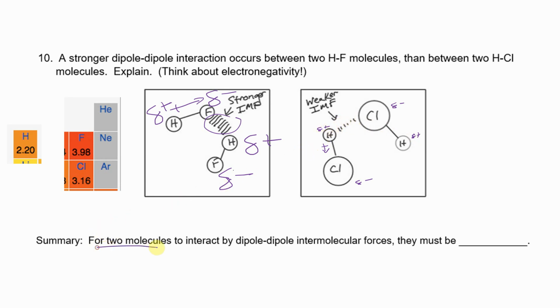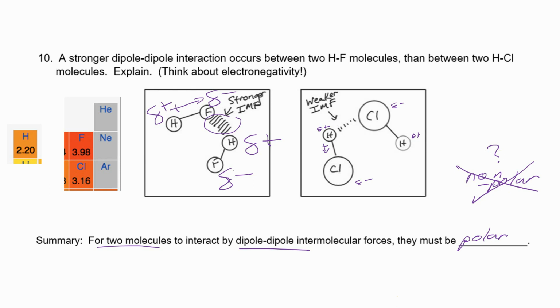So in summary, for two molecules to interact by dipole-dipole intermolecular forces, they must be polar. Definitely, they have to be polar. If they're nonpolar, they will not have the ability to have a dipole-dipole intermolecular force. Now that naturally makes you wonder, okay, since Jones told me yesterday that all molecules have intermolecular forces, what kind of intermolecular forces do those have? Well, we'll get to that, but it's going to take us another lesson to get to that.